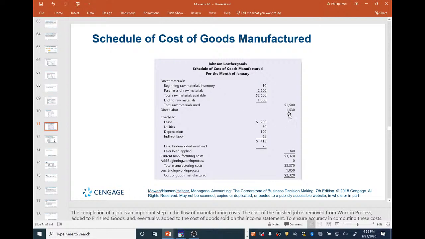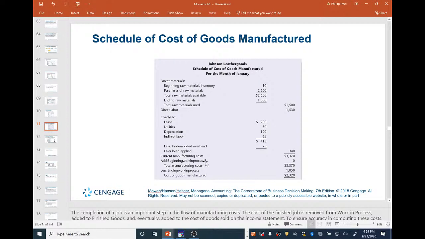Direct labor given at 1,530. The overhead, once again, the lease, utilities, depreciation, and then the indirect labor, for a total of $415. And then here we back out the underapplied overhead of $75 to give us the overhead applied. Because remember, we have to back the variance out to get to the applied overhead.